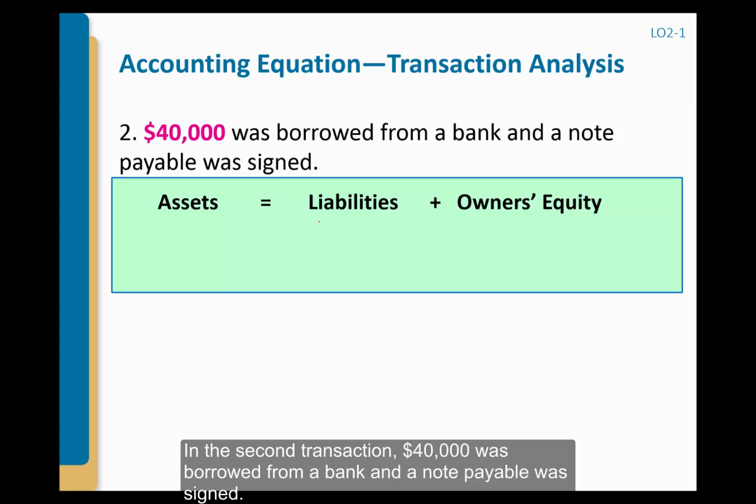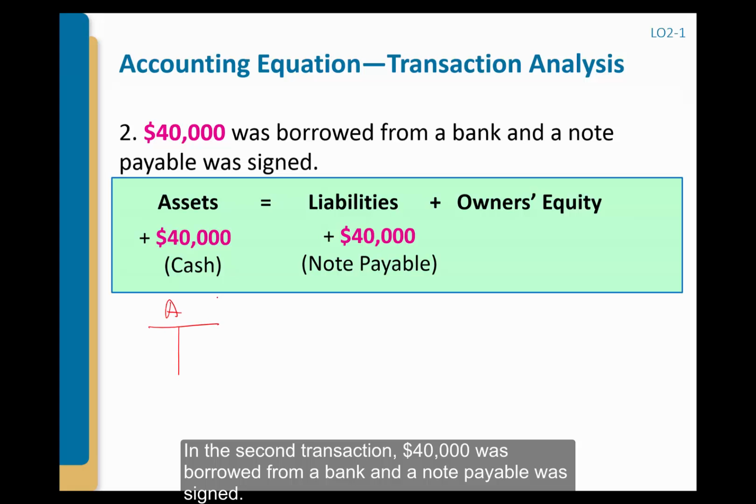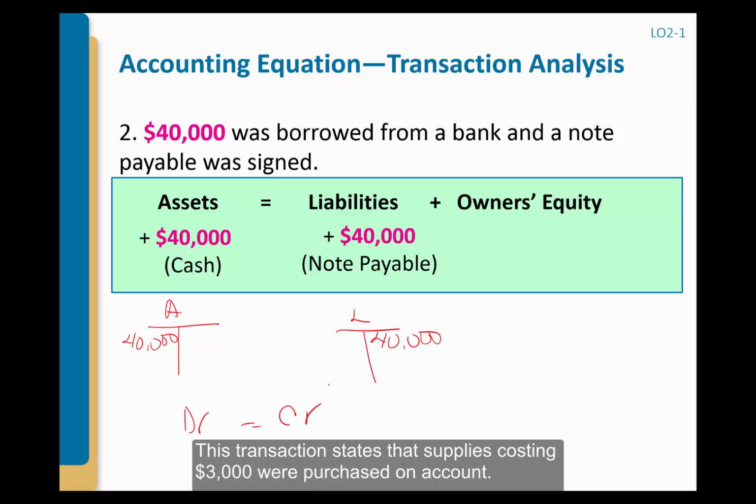Now, if we take $40,000 and we borrow that from a bank, and we actually sign a note payable, then very similarly, our assets will go up by $40,000, but now our liabilities in terms of note payable will go up. So again, if we're doing our T accounts, right here we have another $40,000 to our debit, and then here we have $40,000 to our credits, and our debits equal our credits.